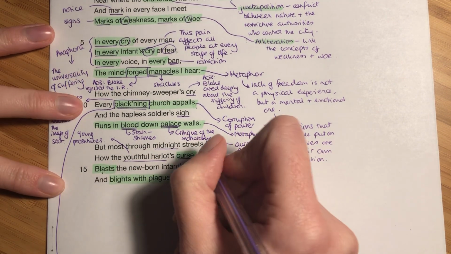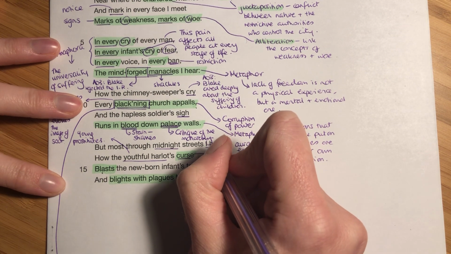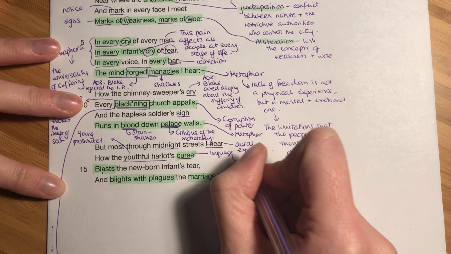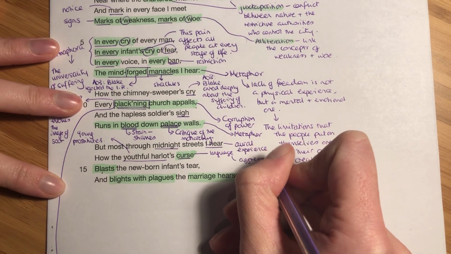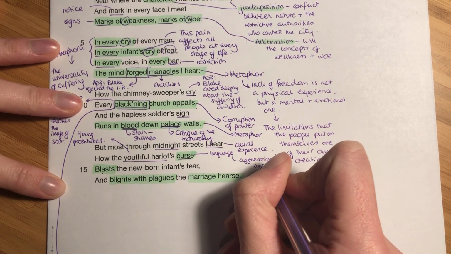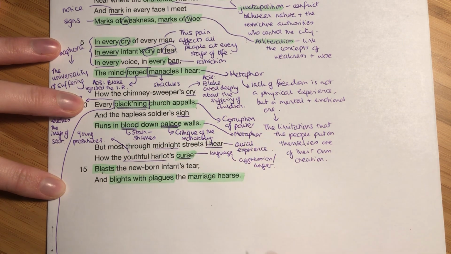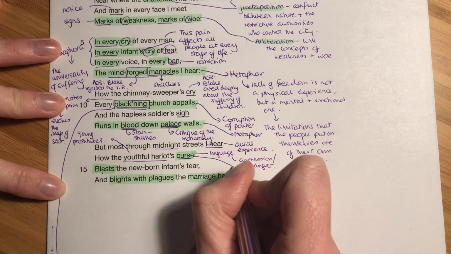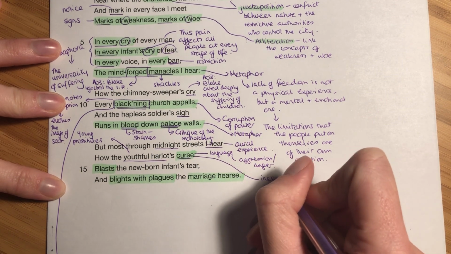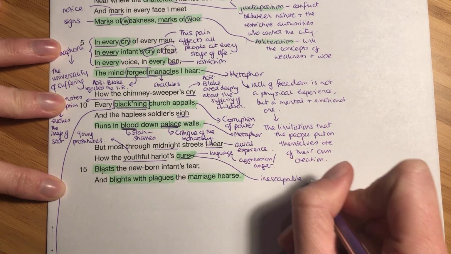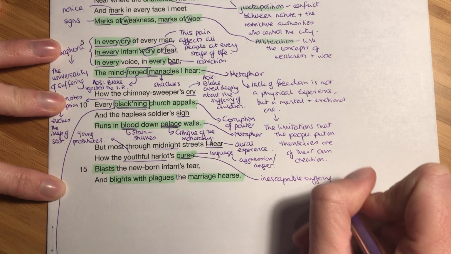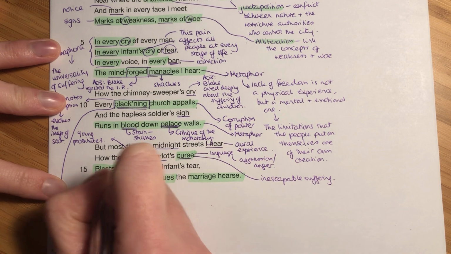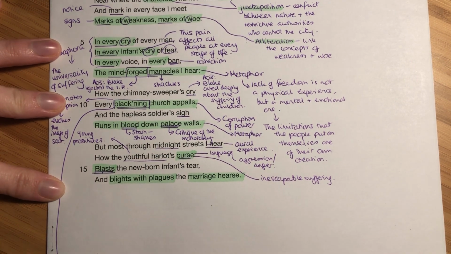So we're looking at the youthful harlot's curse. That word curse suggesting their language, the way that they speak, with aggression, with pain, with anger. But it's a word that also has connotations of inescapable suffering, as though they are themselves cursed. And then we have this powerful verb. This curse blasts the newborn infant's tear.